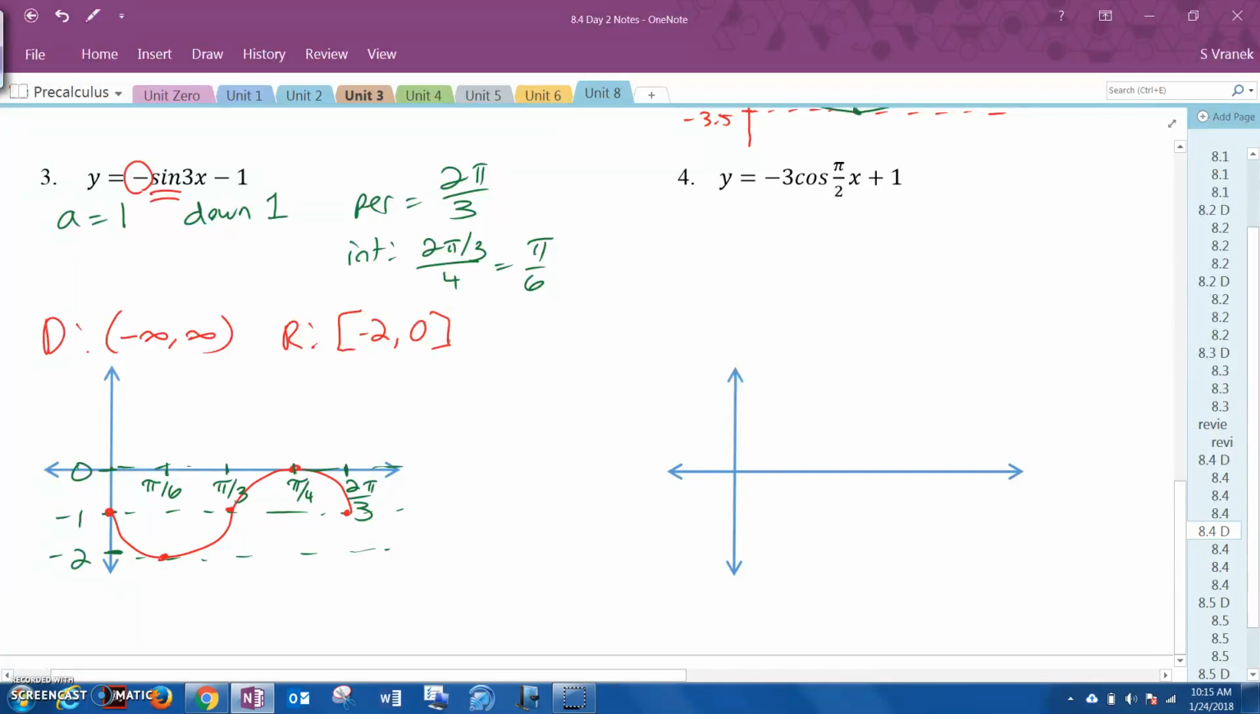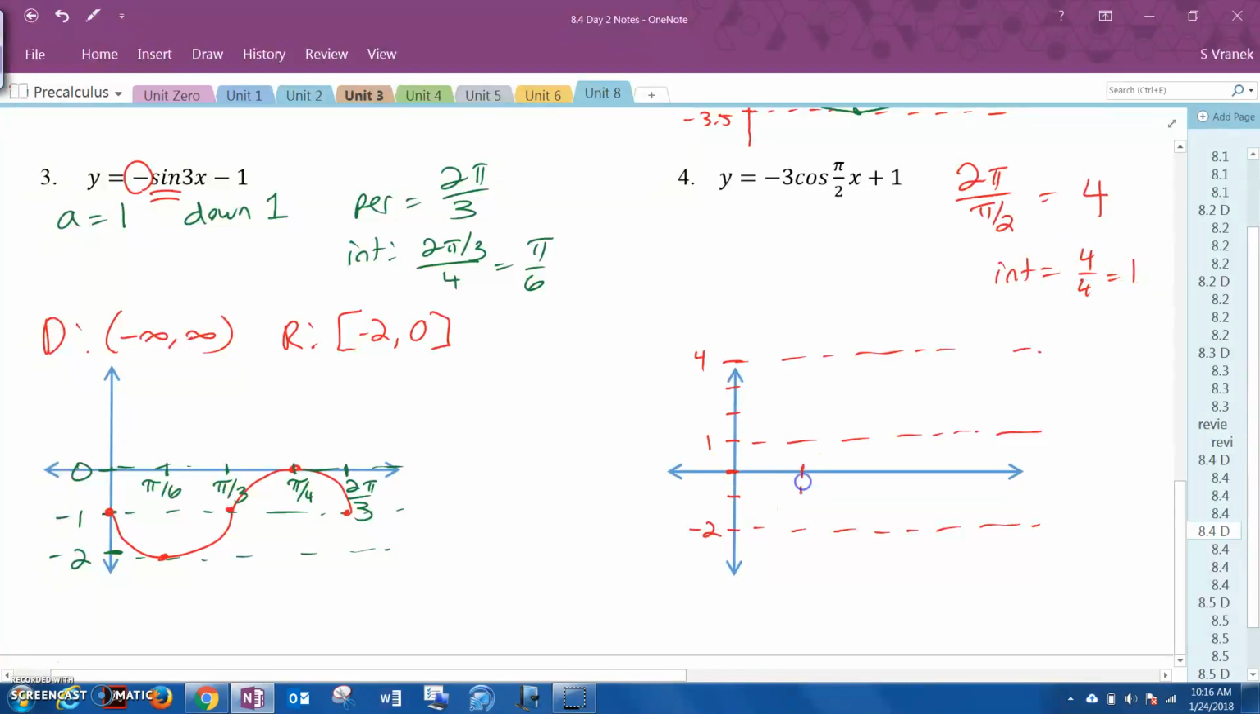Last one. Again, we are starting our midline at 1, and then we have to go up 3. So 4 is the top, and down 3: 1, 2, 3. So -2. So our graph is going to be here, here, and here. Okay. We dealt with this and this. We have to deal with the period. The period is 2 pi divided by pi over 2. Remember, when you divide by a fraction, you flip it and multiply, so it's going to become 4 pi over pi, or 4. So that means the interval is equal to 4 over 4, or 1. So that means these tick marks go up by 1.